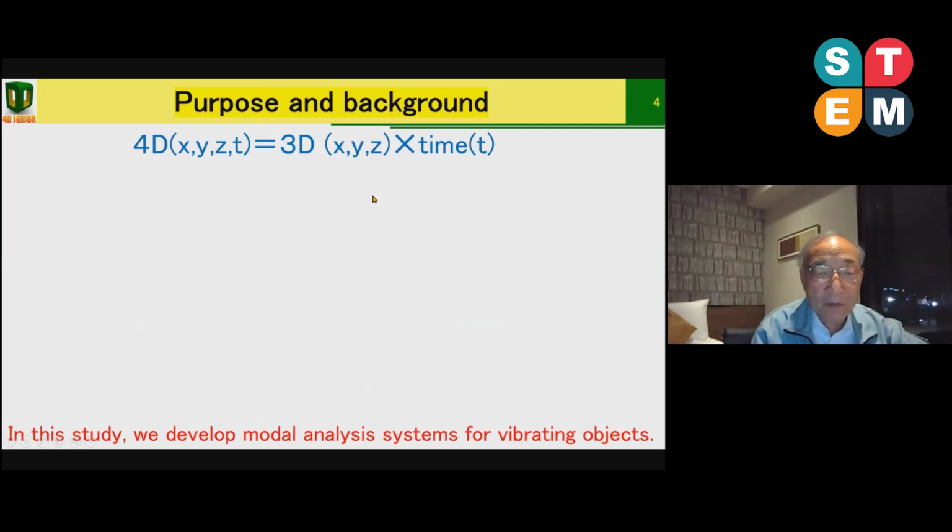So I'll present the purpose and background. My company name is 4D Sensor. 4D is four dimensions, XYZT. That is, we can measure the 3D shape, XYZ, and we have a very quick measurement method. So 4D means time-dependent 3D shape measurement.